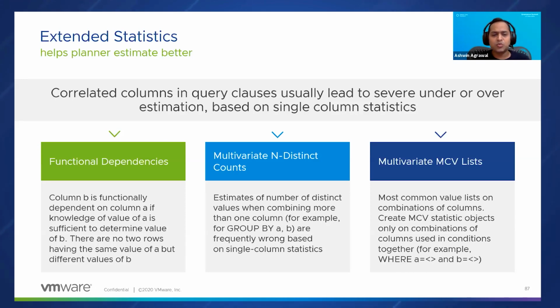This feature provides three new types of statistics. You can now create functional dependency statistics, multivariate n-distinct counts across columns, or even most common values statistics combining two columns. As we go through, I'll explain how this feature comes in very handy to make the planner better estimate things. So let's go to the next slide.